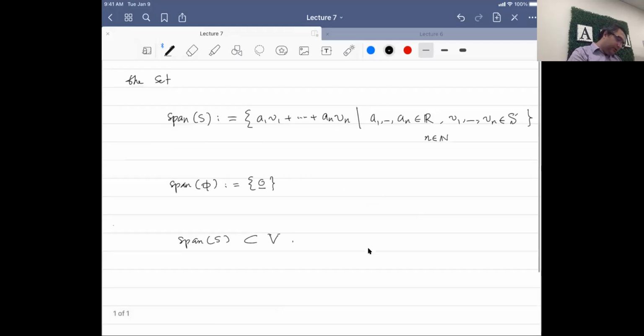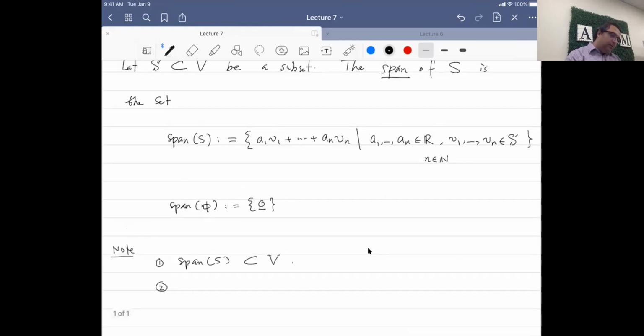So note some remarks here. It's clear that the span of S is a subset of V, according to our definition, because if you linearly combine some elements in S, which are in V already, then the linear combination will belong to V. That was the very first motivation for defining a vector space, right? So span of S is a subset of V. We will show that it's indeed a subspace of V as well.